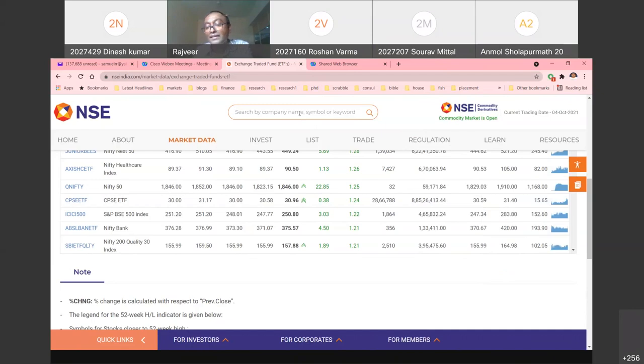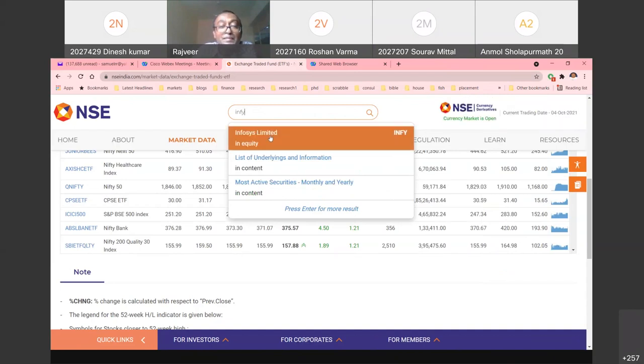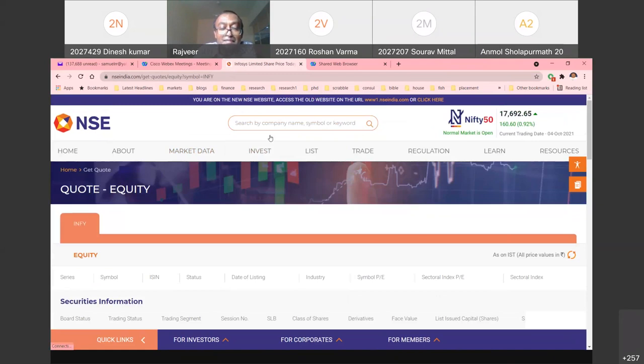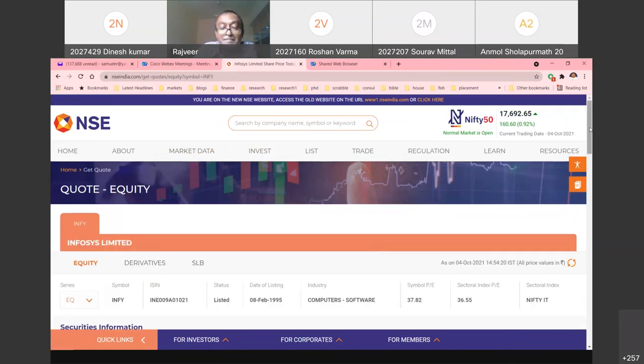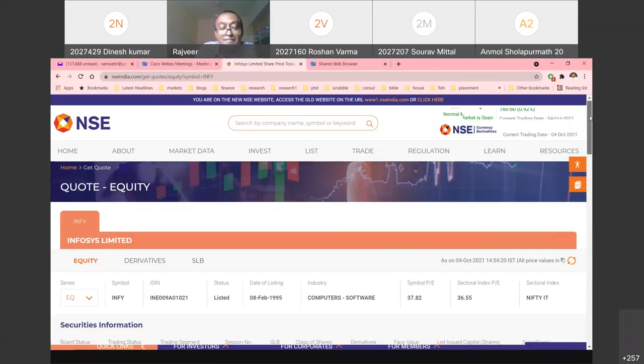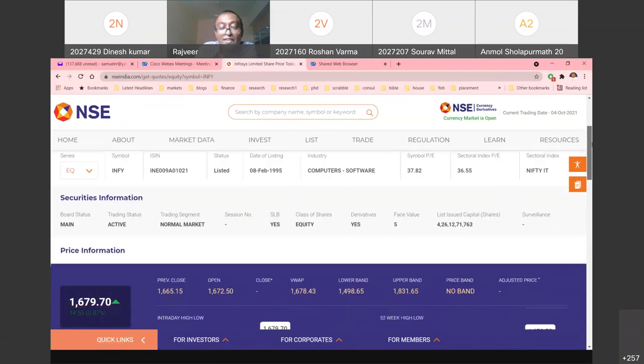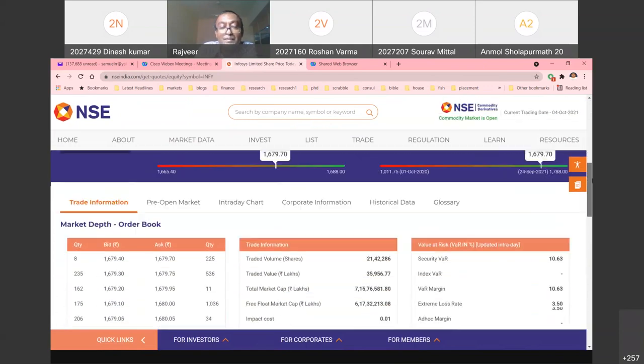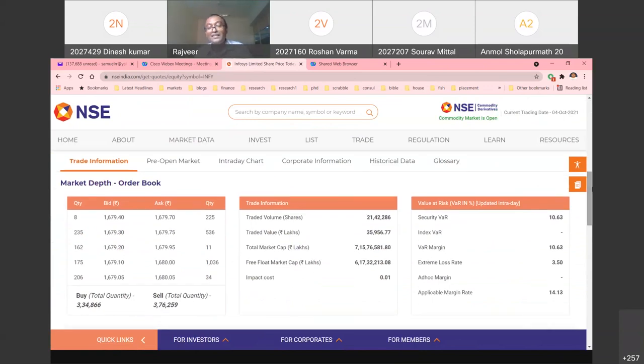Okay. Now let us touch on another important element. How does pricing work? How does pricing on the stock market happen actually? So let's look at Infosys, for example. So here we go. Now, can you see this order book of Infosys? Is that visible to you, students? Yes, sir. Okay.